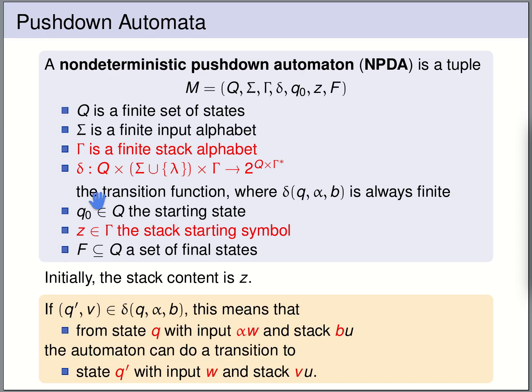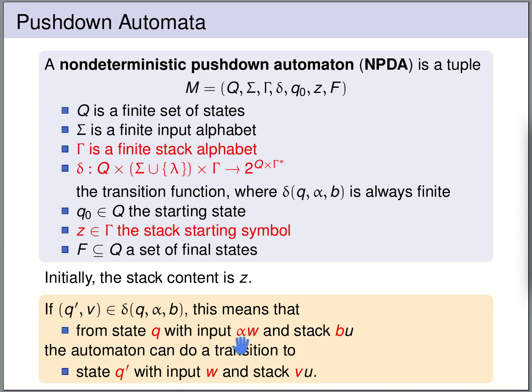Now, how should we understand this transition function? If we have that (q', v) is in delta(q, alpha, B), so q is a state, alpha is a letter from the input alphabet or lambda, B is a stack symbol. This means that if the automaton is in state q and the input is alpha w and the stack content is Bu with B the topmost stack symbol, then the automaton can do a transition to the state q' with input w, so alpha is consumed.